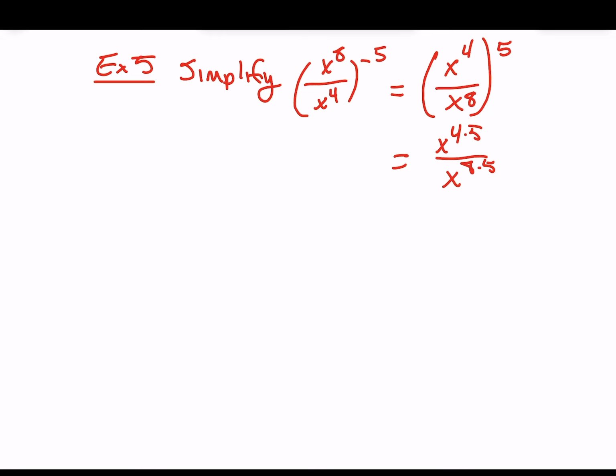the 8 times 5. X to the 4 times 5 is x to the 20, and x to the 8 times 5 is x to the 40th power. So we can now rewrite that as x to the 20 minus 40, which is x to the negative 20. Using the negative exponent rule one more time, we can write the reciprocal and write it as 1 over x to the 20th power.